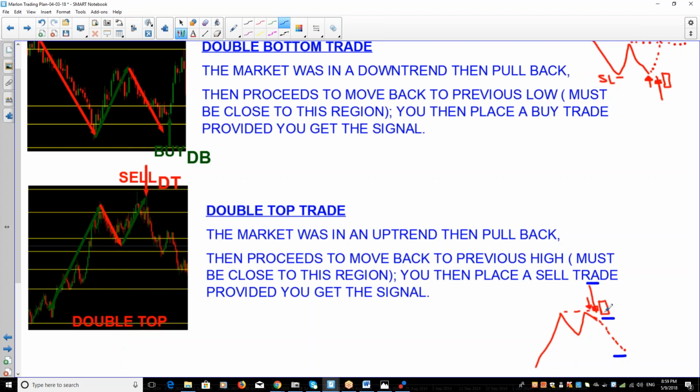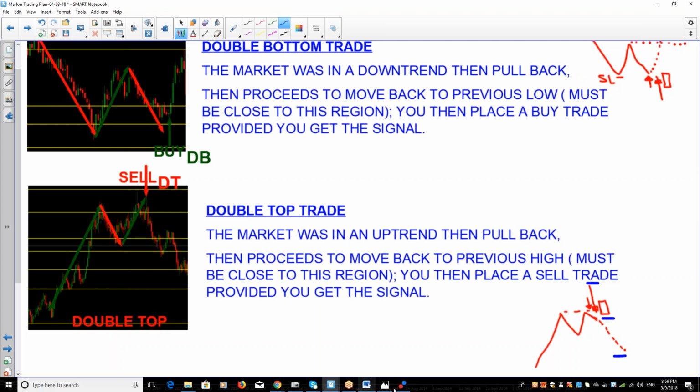Okay, so the market comes back and takes you into the trade, because we don't go live into the trade. We let the market come to us rather than just jumping into the market. That's what we call a double top. So the market was in an uptrend, then pulled back, then proceeded to move back to the previous high, or close to this region. You then place a sell trade, provided you get the signal.